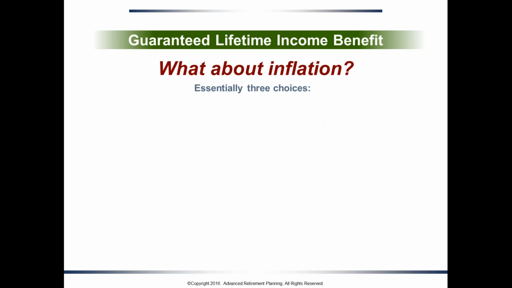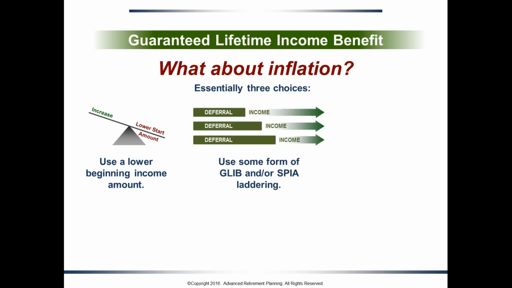Okay, so now I talk about this inflation being the Achilles heel of fully guaranteed benefits that never go up. So how do we handle inflation? Well, this has a lot to do with what type of producer you are, because there's essentially three ways to handle inflation depending on the situation with the client. We can use a lower beginning income amount in a GLIB and accomplish inflation by the annual increase that happens in that GLIB.